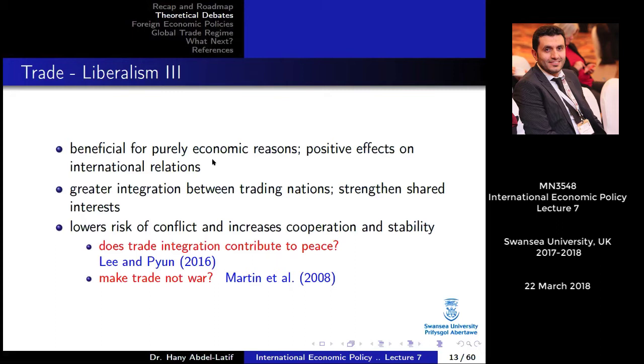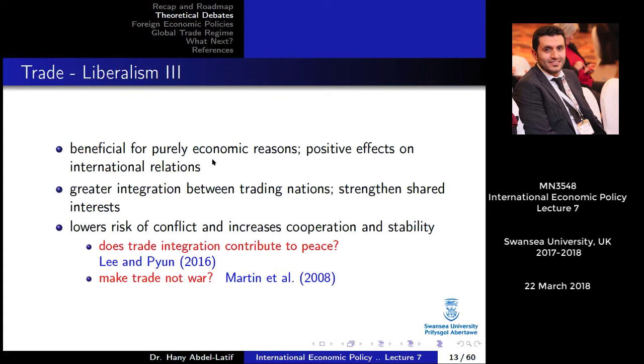So this is empirical evidence. It's not just theoretical. We looked at the data over the past 50 years. Those who have trade relationships are less likely to be involved in military conflicts with each other. Similar conclusions were reached by this other paper, whose title is Make Trade Not War. Again, they come up with the same or a very similar conclusion.